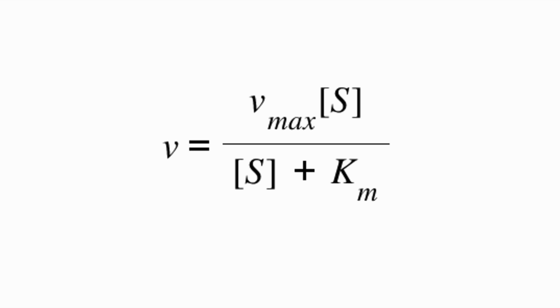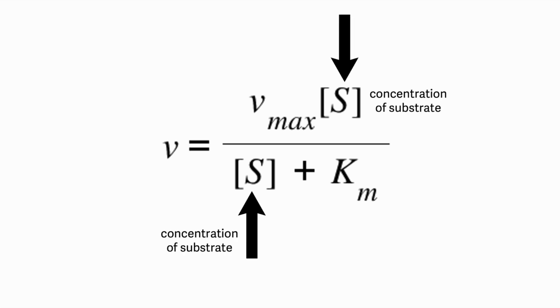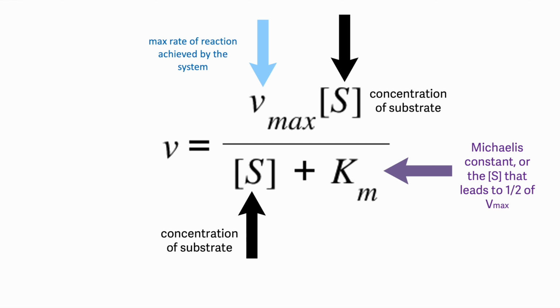Let's look at the equation again and define the terms. S is the concentration of substrate within the reaction. Vmax is the maximum rate achieved by the system. Km is the Michaelis constant, or the substrate concentration that leads to 1/2 of Vmax. The equation describes how the rate of reaction, or V, changes as the substrate concentration, S, also changes.